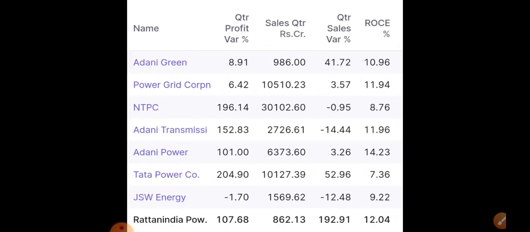Next, if we compare the ROCE with its peer competitors, whether other power generation companies, the ROCE stands around 12%. So it's decent, you can't say great. In the same way, you can't say it is poor. It is decent, we can say it's in a good average range.